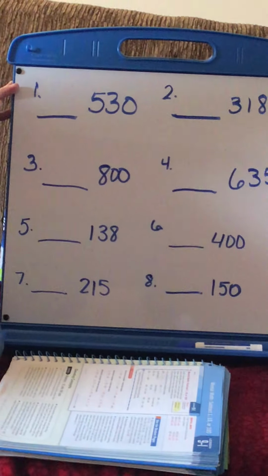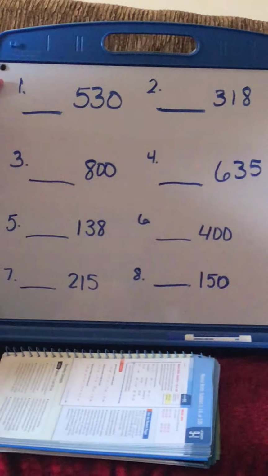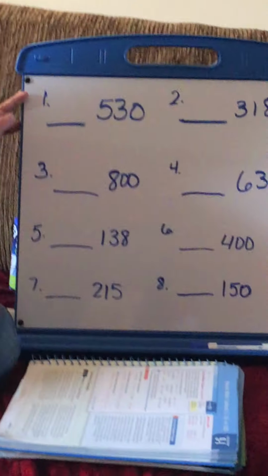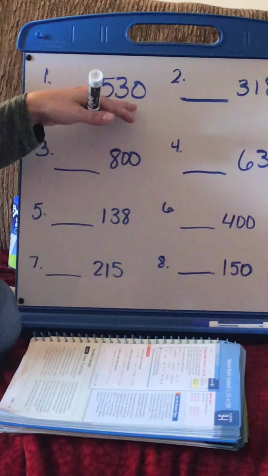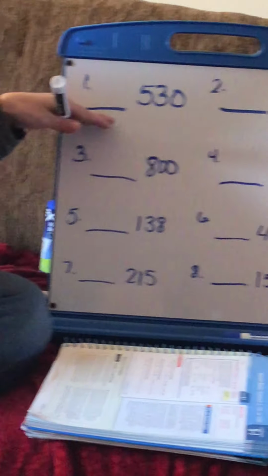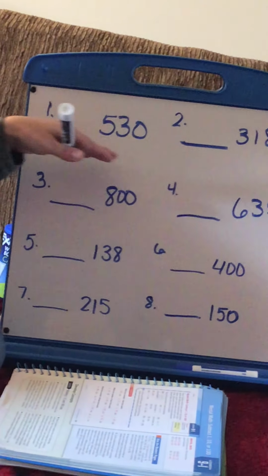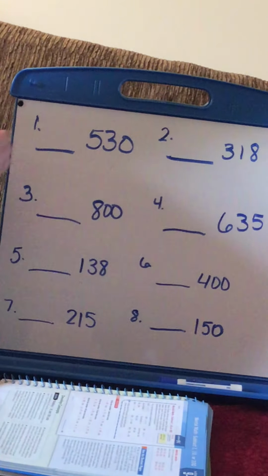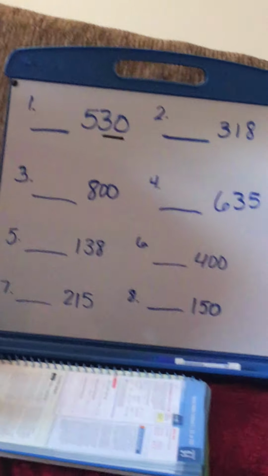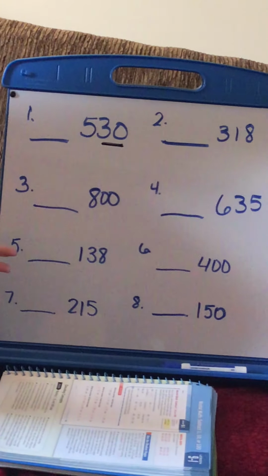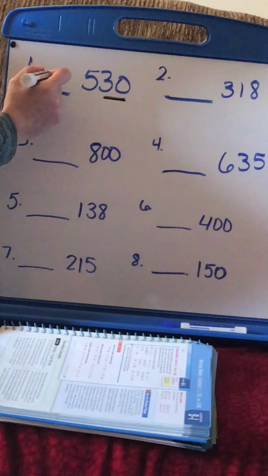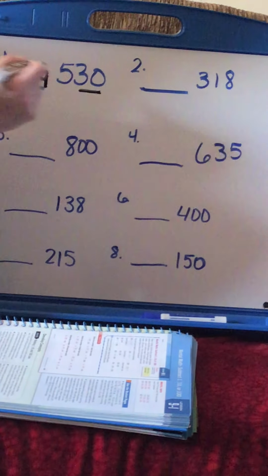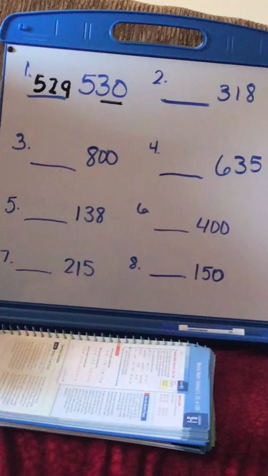So, if you look at number 1, it says write the number 1 less than each. So I have 530. Okay, what number would come before 530 that's 1 less? I would look at 30 here. What number comes before 30? 29. So I'm going to keep my hundreds, so it's 529. So you can write that down on your paper.